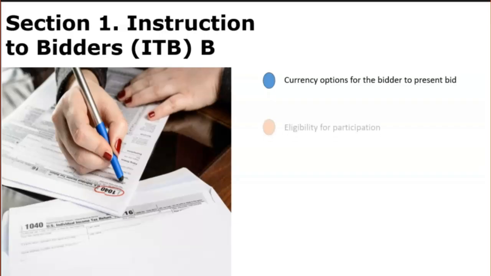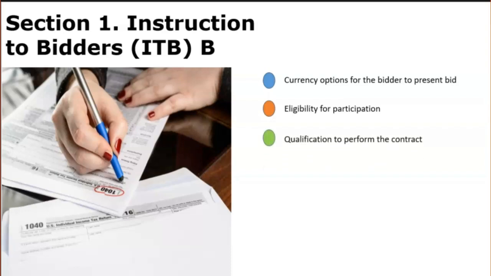You will find information here relating to documents required to establish the bidder's eligibility for participation in the competition, as well as the conformity of the materials and plants it proposes to those requested in the technical specifications. It stipulates documents required to establish the bidder's qualifications to perform a contract.